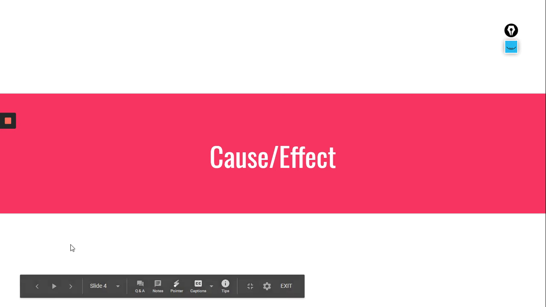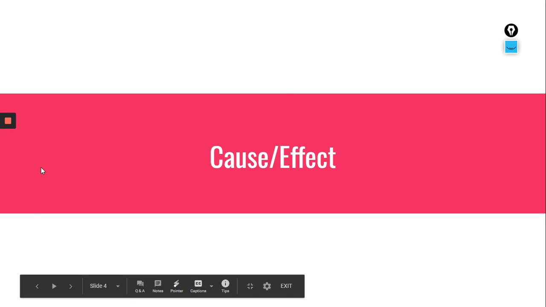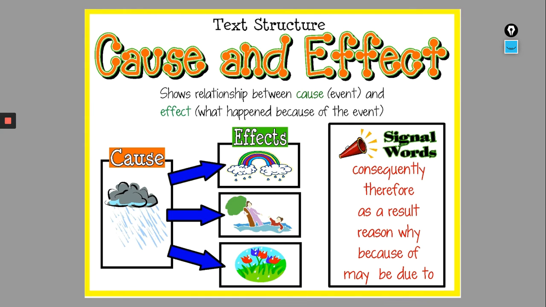So let's talk about that first text structure, cause and effect. That type of text structure really shows relationships between a cause, so an event, and an effect, what happened because of the event. I like to think of the cause as like why, cause why, right? You might say that to your parents sometimes. And your effect is what is happening.